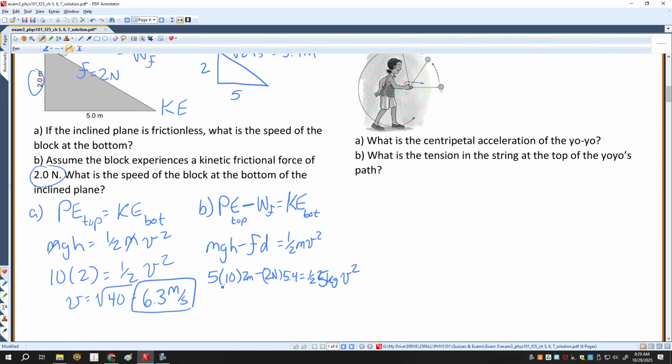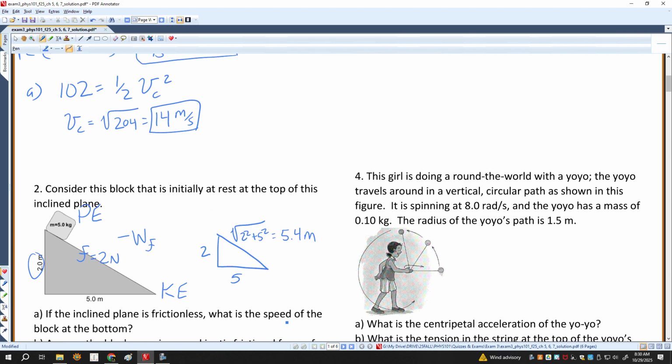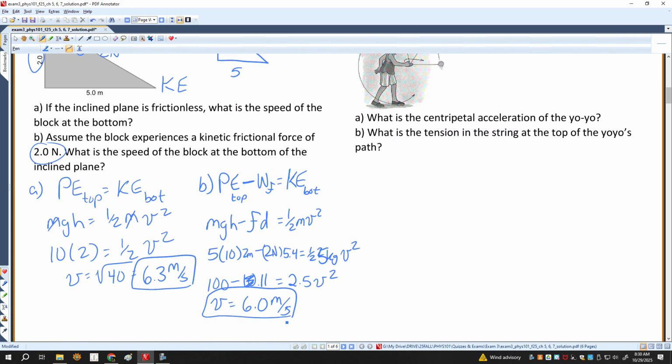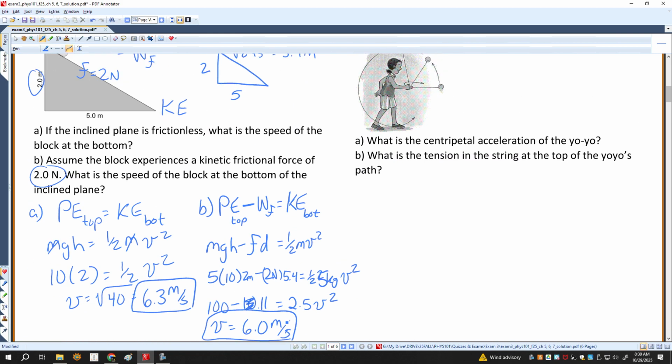I solved that for v. So that's 100 minus 10.8, I just call it 11, so 100 minus 11 is equal to 2.5 v squared. And if I solve that for v, I get v equals 6 meters per second. Right? Which makes sense because it is a speed that's slower, so you expect the frictional force to slow it down some.